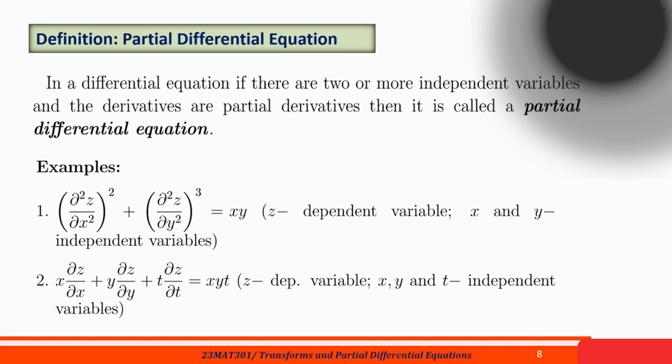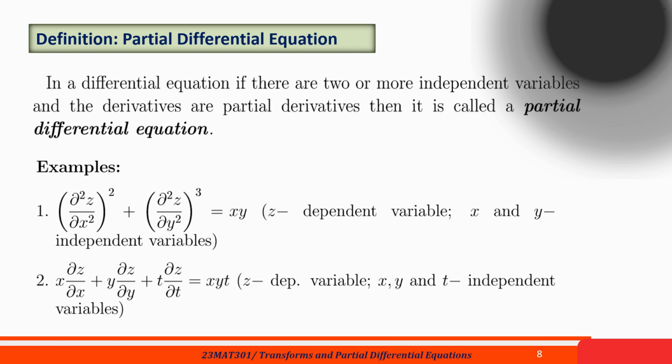You will have (∂²z/∂x²)² plus (∂²z/∂y²)³. So this is a partial differential equation. Why is this a partial differential equation? Because z is a dependent variable, and x and y are independent variables. So there are two or more independent variables.